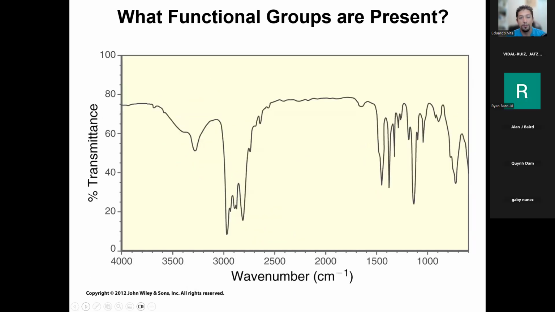Let's look at the next example. What's this one? What do you see? What do you see, guys?